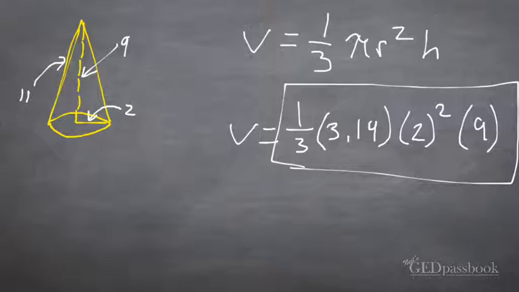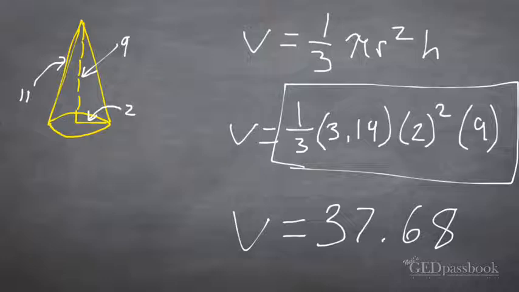What do I get as my final answer? 37.68. That's the volume. That's the space that this cone holds. It's the space that the shape holds inside. The surface area is the outside.